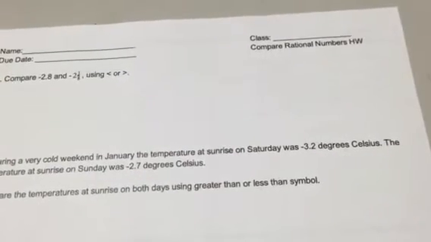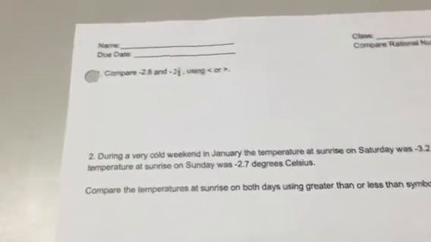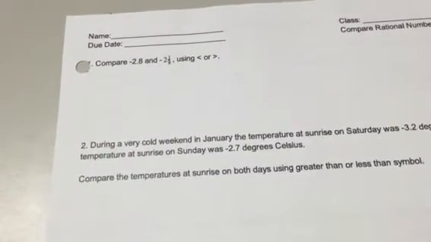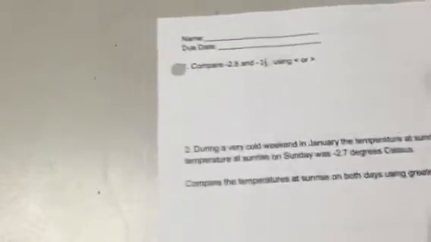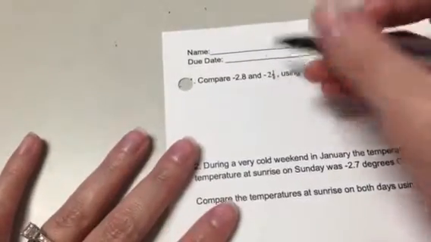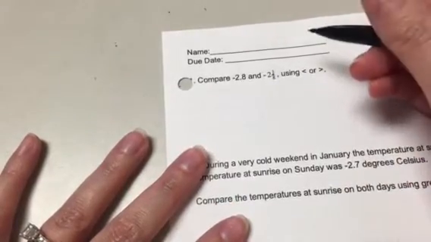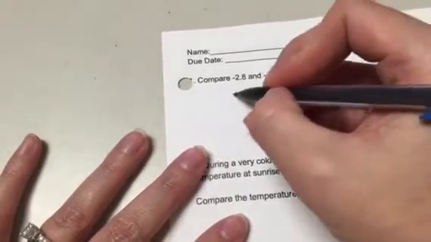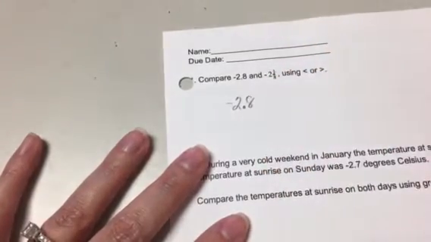Okay, this is the comparing rational numbers homework. Take a look at number 1. It says compare negative 2.8, negative 2 1/8, using less than or greater than. So before we can compare them, we have to get them in the same form. We told you the easiest way to do that is to change a fraction into a decimal. This one's already a decimal, so I'm just going to rewrite that, negative 2.8.